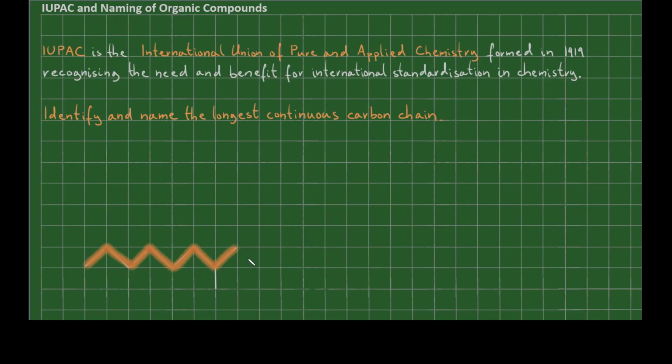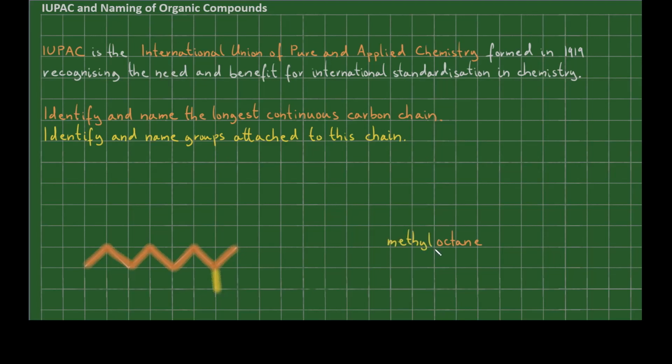We only have single carbon-carbon bonds, so we are dealing with an alkane. And the longest chain contains 8 carbons, so this would be an octane. The next rule states identify and name groups attached to this chain. In this case, we have this group here, a single carbon attached to the main chain. This single carbon has 3 hydrogens attached to it, so this is a methyl group.